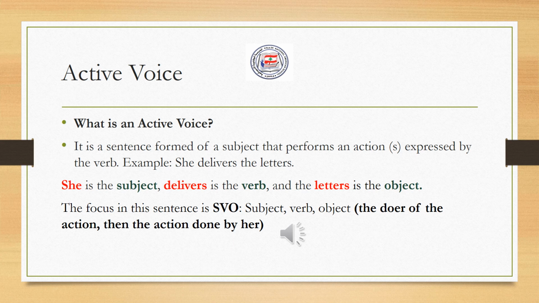Our lesson is about the active and passive voice. We will start with the active voice. What is an active voice? It is a sentence formed of a subject that performs an action or actions expressed by the verb. For example, she delivers the letters. She is the subject, delivers is the verb, and the letters is the object.